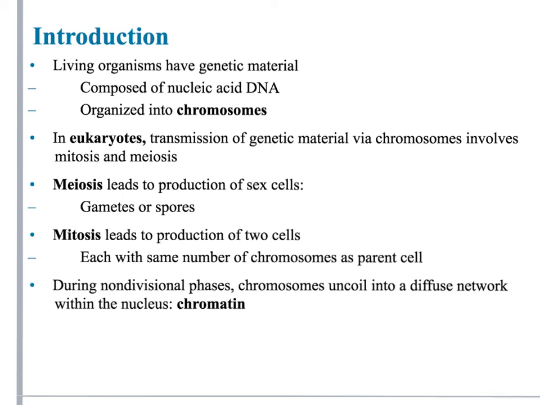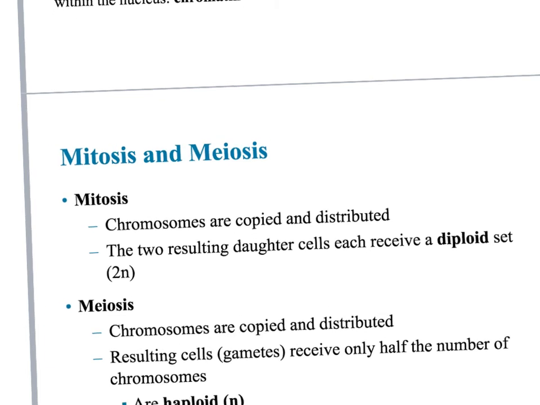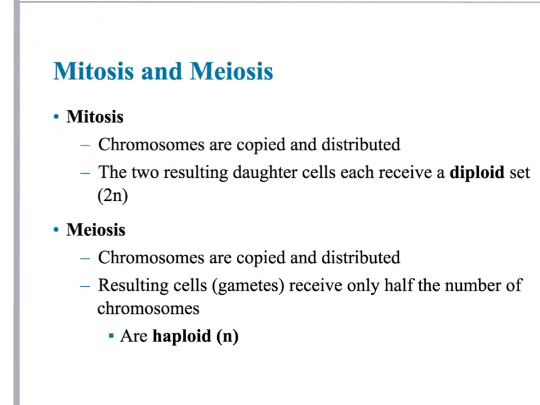Chromatin is what our genetic material that constitutes the chromosomes becomes whenever the cells are not undergoing division. Instead of being tightly wound and organized, it unfolds and uncoils and spreads out within the nucleus, and that's really what chromatin is. We're going to go on now and look at our definitions of mitosis and meiosis.